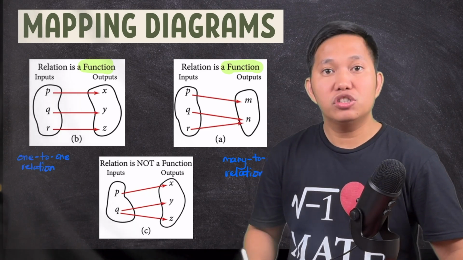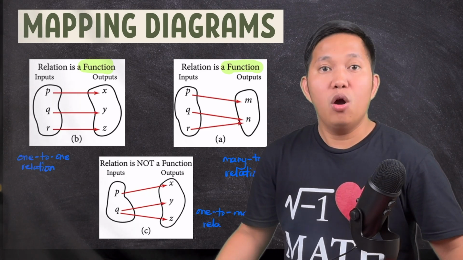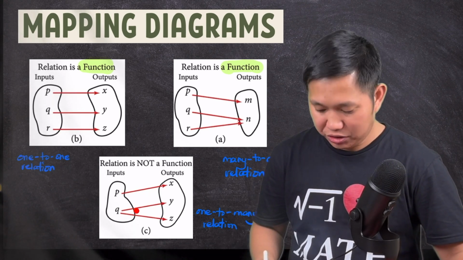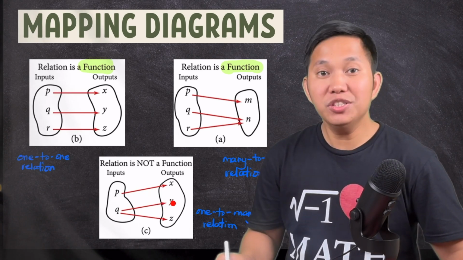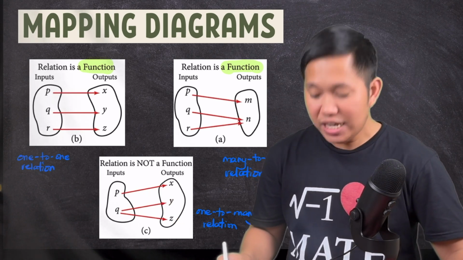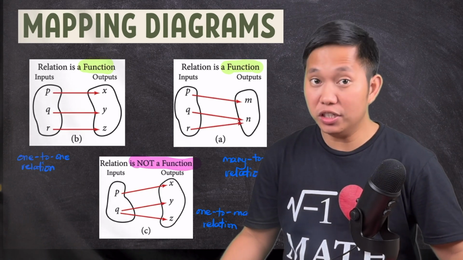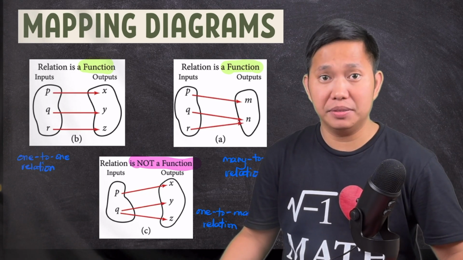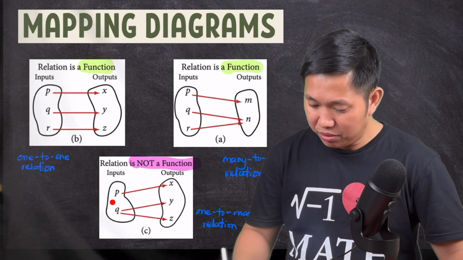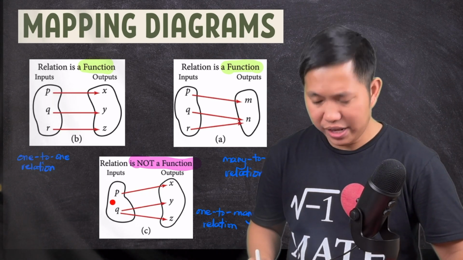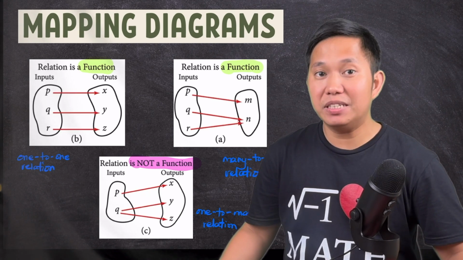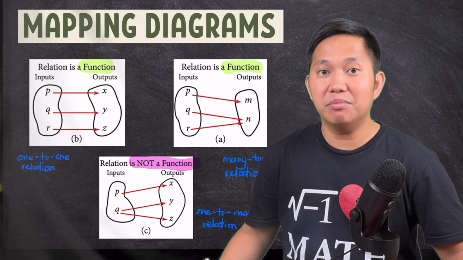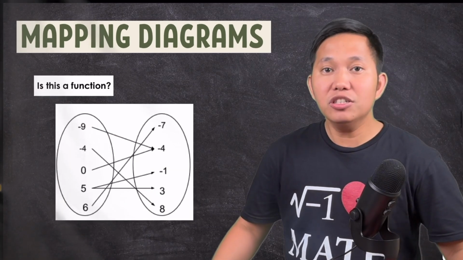The last one shows a one-to-many relation. One input, q, is paired to two or multiple outputs, y and z. A one-to-many relation, on the other hand, is not a function because a function requires each input to be associated with exactly one output. Here, input q has two outputs, y and z. So if you can see an input that has more than one line connecting to different outputs, the diagram does not represent a function. Now let us try this.